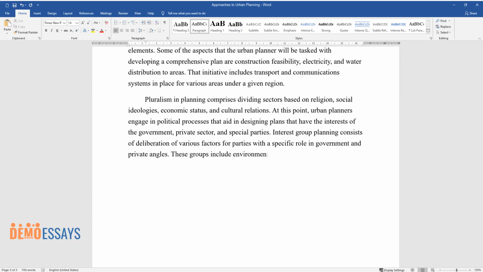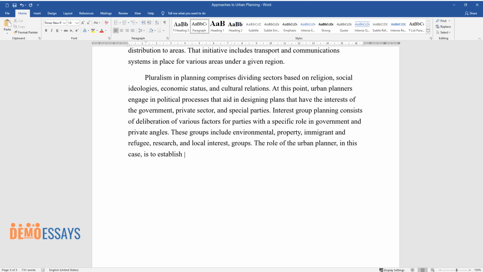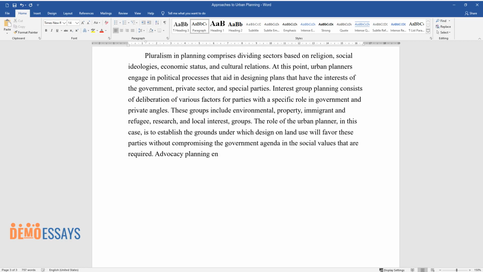These groups include environmental, property, immigrant and refugee, research, and local interest groups. The role of the urban planner, in this case, is to establish the grounds under which design on land use will favor these parties without compromising the government agenda and the social values that are required.